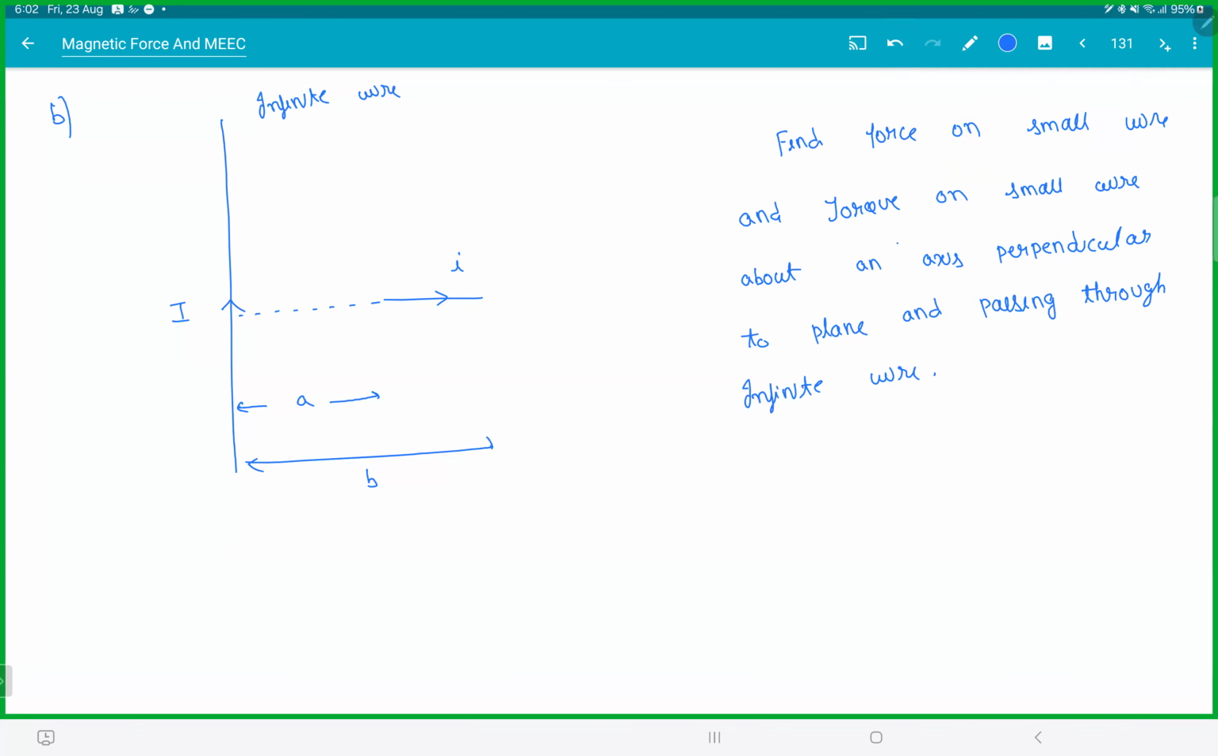Let's get this. Here also we get a longer term. How much torque is coming?